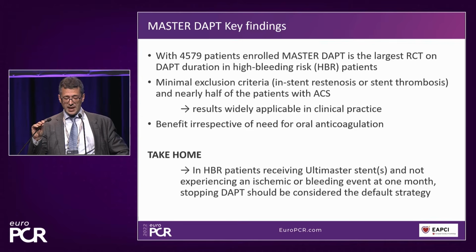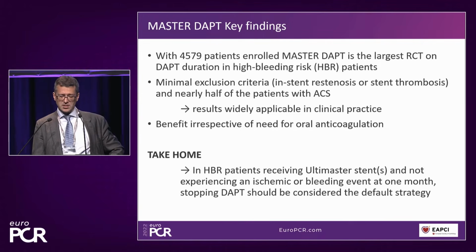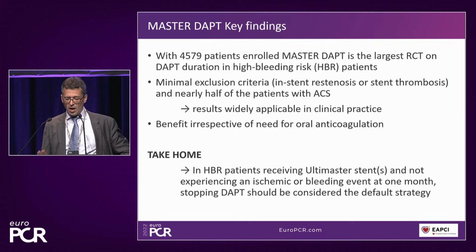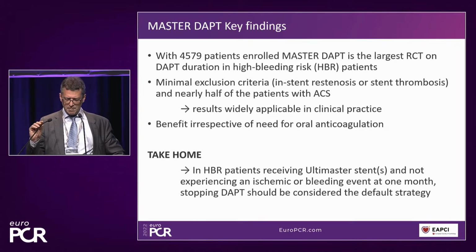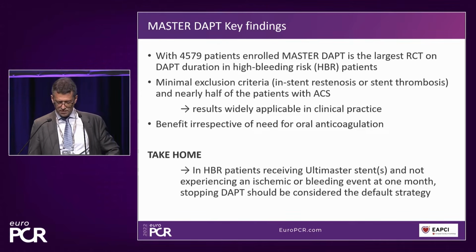So the key finding is that MASTER DAPT, with more than 4,500 patients randomized, is by far the largest randomized controlled trial on DAPT duration in high bleeding risk patients. In the study, there were minimal exclusion criteria and a large proportion of patients had ACS. So the results may be widely applicable in clinical practice. Again, the benefit was irrespective of the need for oral anticoagulation. Therefore, in high bleeding risk patients receiving the Ultimaster stent and not experiencing ischemic or bleeding events at 1 month, stopping the DAPT should be considered the default strategy. And I thank you for your attention.